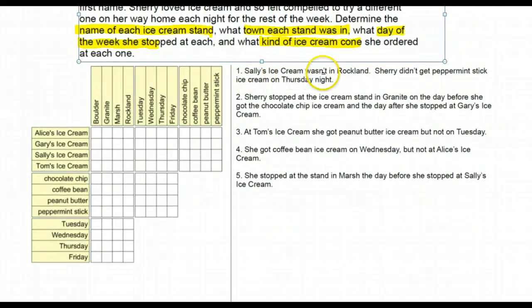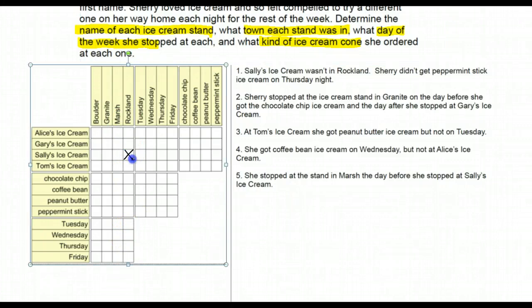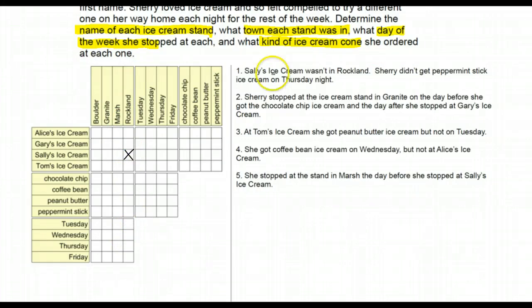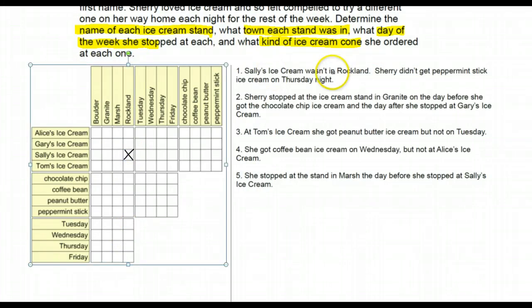Sally's ice cream wasn't in Rockland. Well, that means that Sally's ice cream can't be in Rockland. So we need to find the intersection of Sally's ice cream and Rockland and put an X there. So here's Sally's ice cream going left to right, and here's Rockland going up and down. And that intersection is right here. So I'm going to put an X there. That means that can't happen.